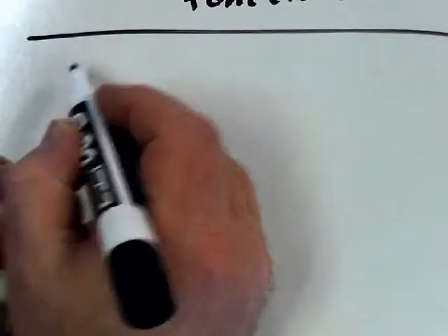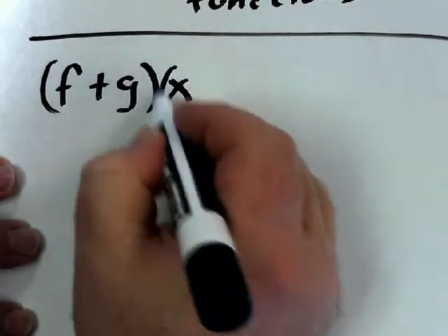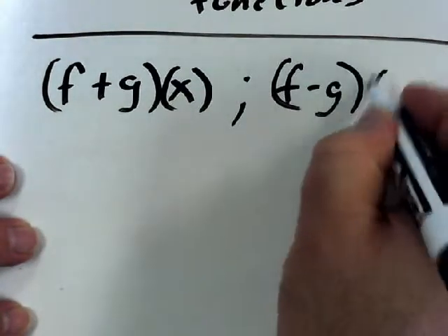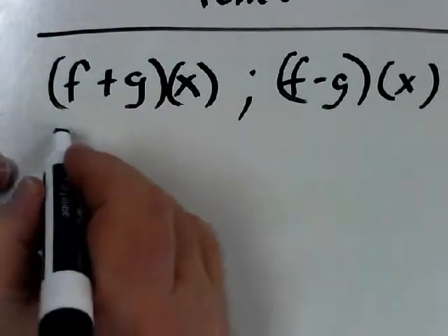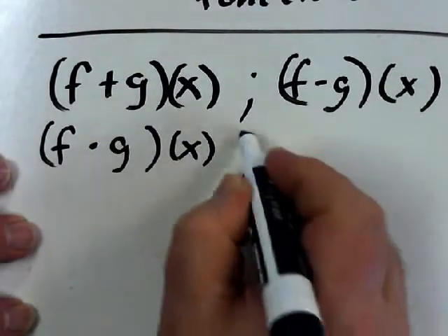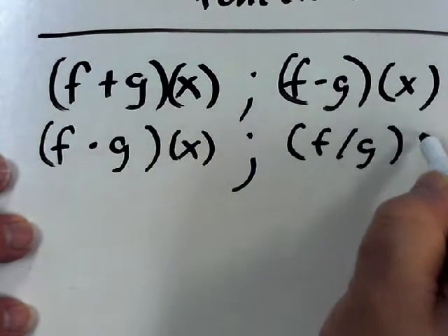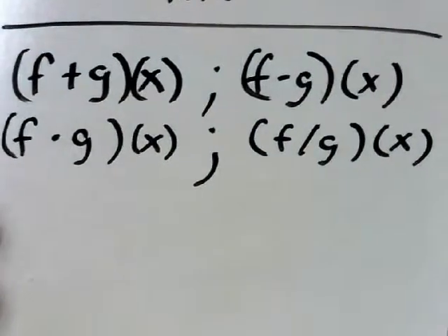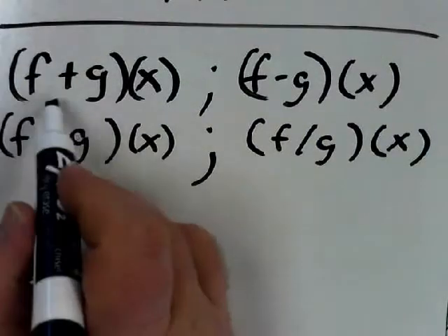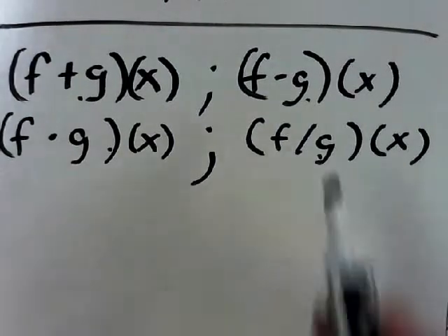Those 4 compositions are going to be f plus g of x, f minus g of x, f times g of x, and f divided by g of x. So it's basically meaning that I'm going to take 2 functions and I'm either going to add them together, subtract them, multiply them, or divide them.